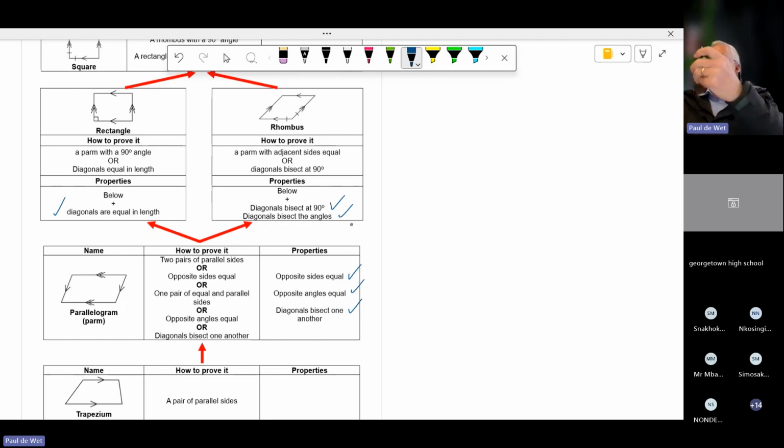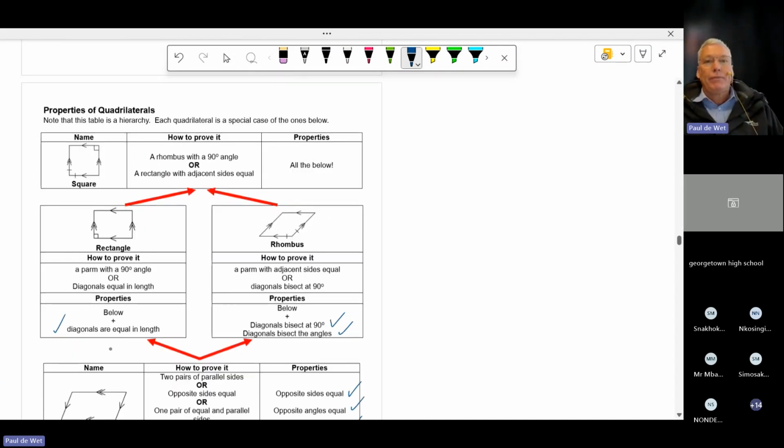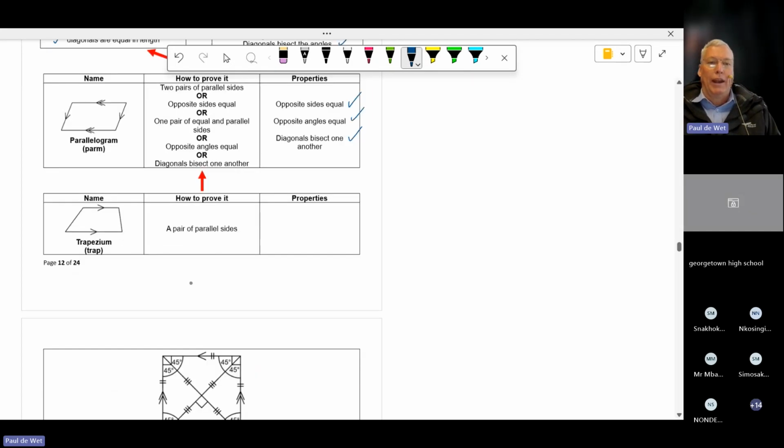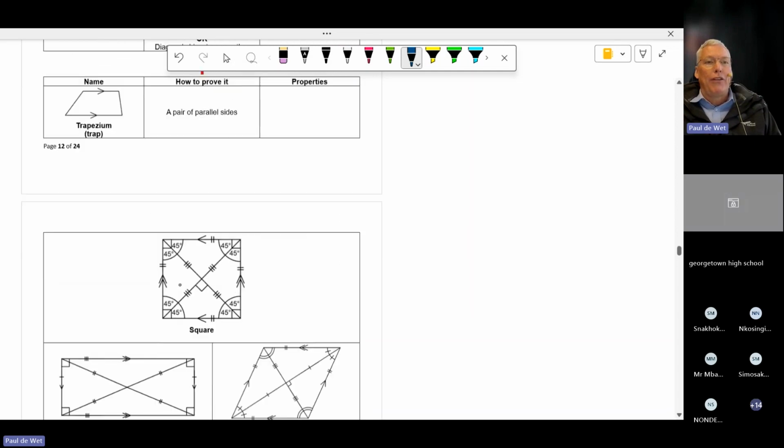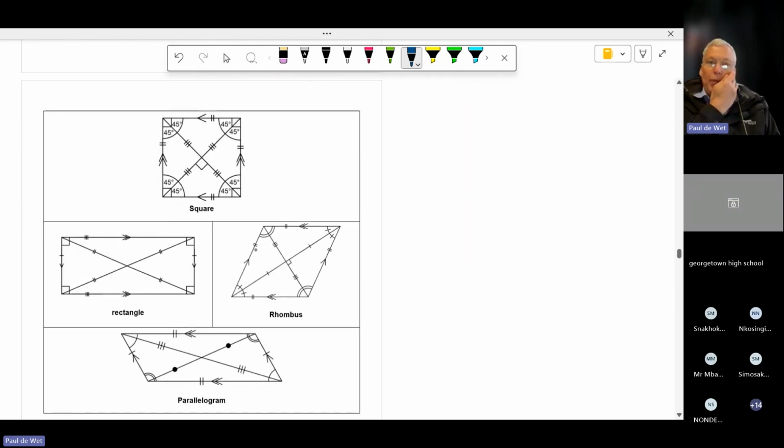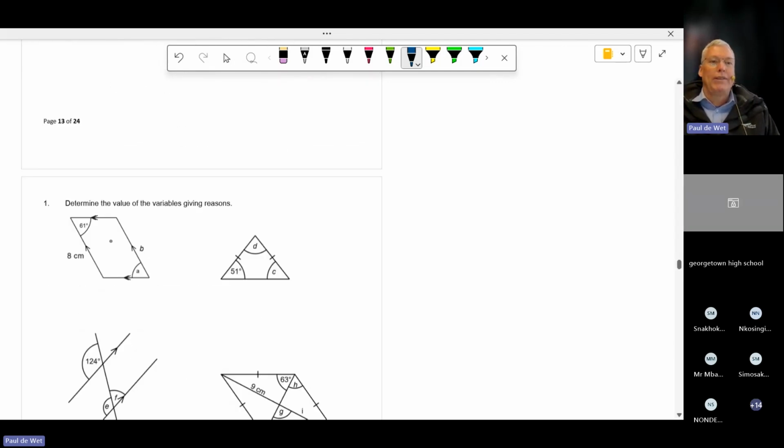So Sally square is the best of the quadrilaterals. Sally, she is a rhombus. She is a rectangle. She is a parallelogram. She has all of them. And because she's all of them, she has all of the properties of all of them. So Sally's properties are all of the below. Now, here I've got a picture for you on the next page, on page 13, and it shows you the properties of each of these shapes. There they are. We're going to come back to them.